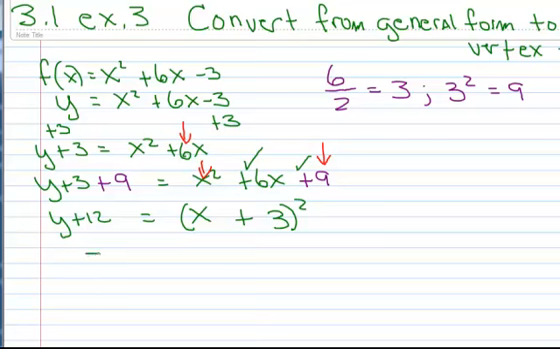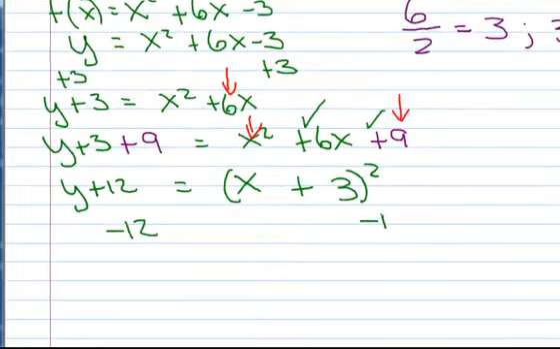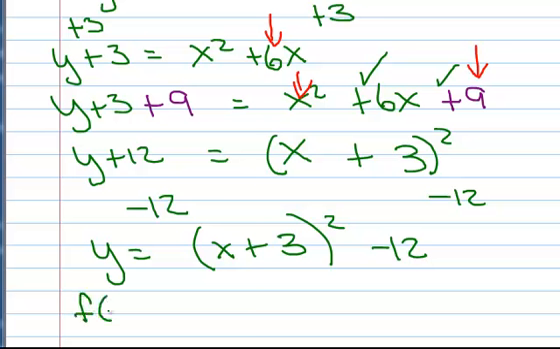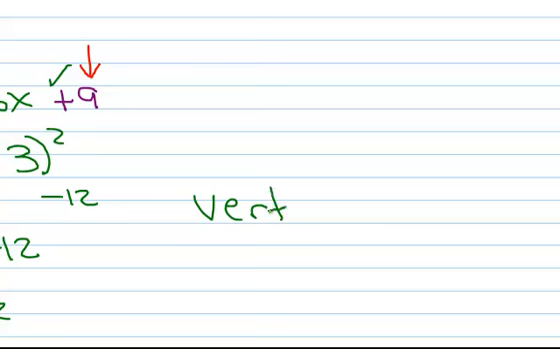The last thing we want to do is subtract 12 from both sides. So we get y equals all by itself. And the last thing you can do if you want is just write that in your function notation. And let's go ahead and identify the vertex. So the vertex in this case is negative 3 and negative 12.